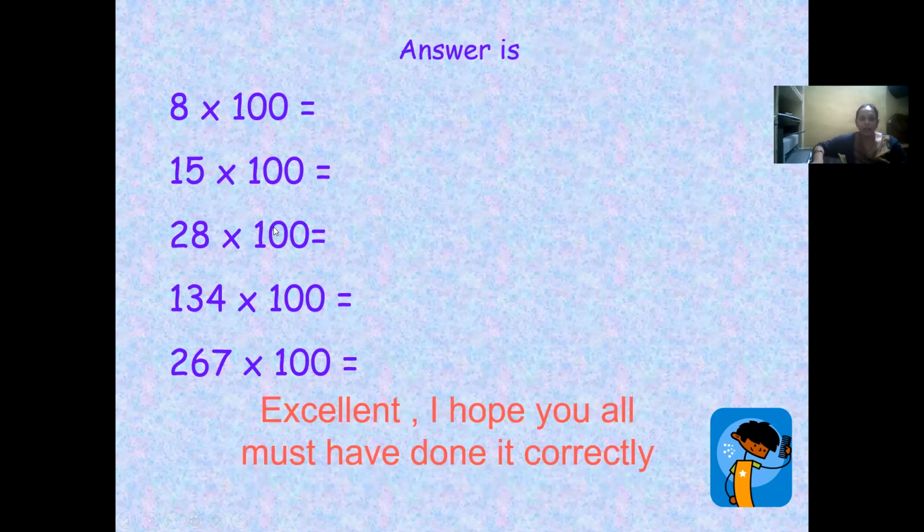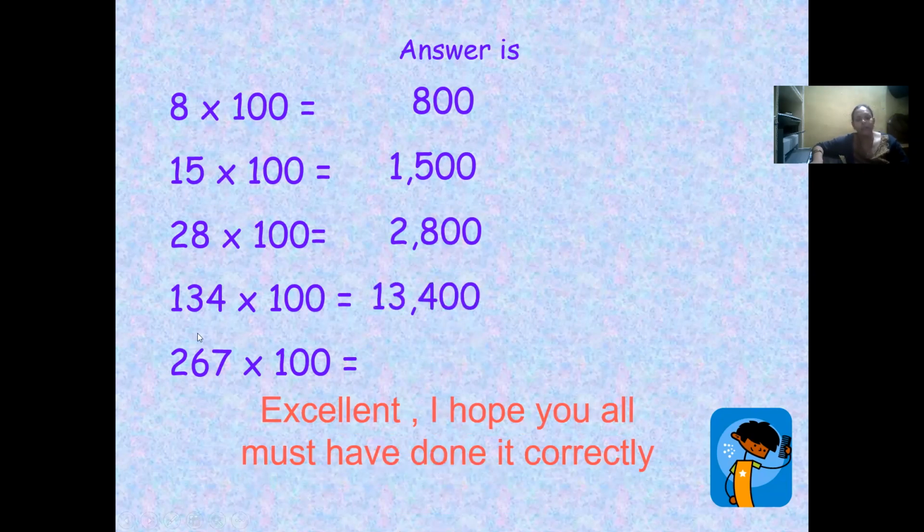So now let's check the answers. 8 into 100 is equal to 800. 15 into 100 is equal to 1500. 28 into 100 is equal to 2800. 134 multiplied by 100 is equal to 13,400. 267 when multiplied by 100, you will get 26,700.